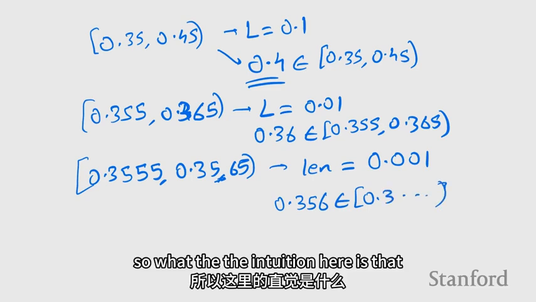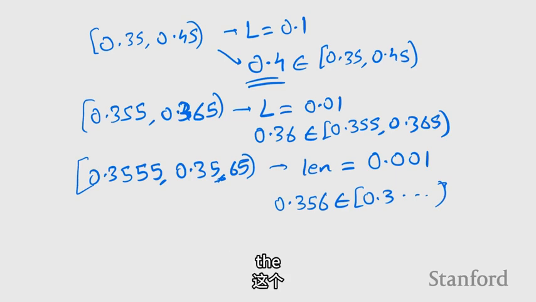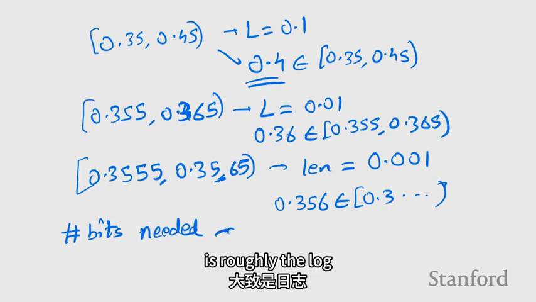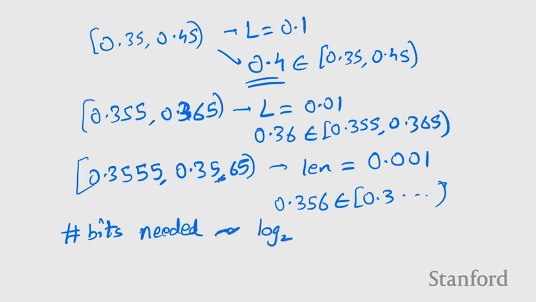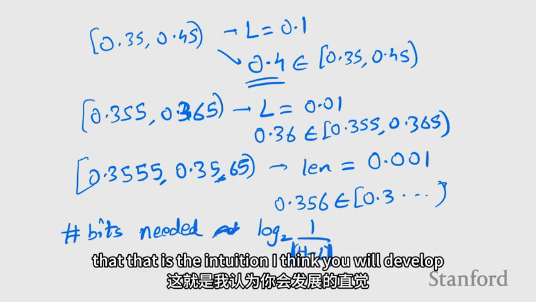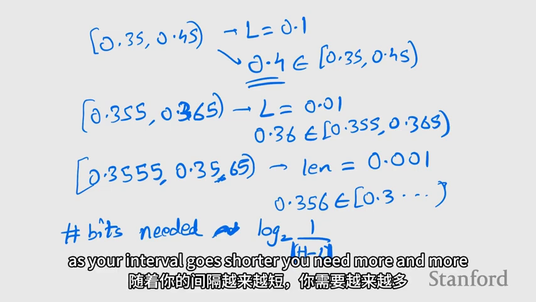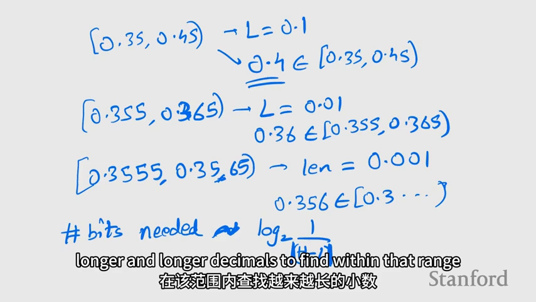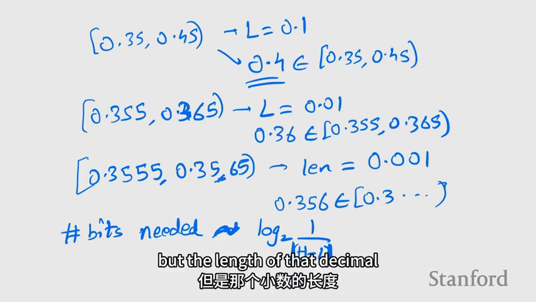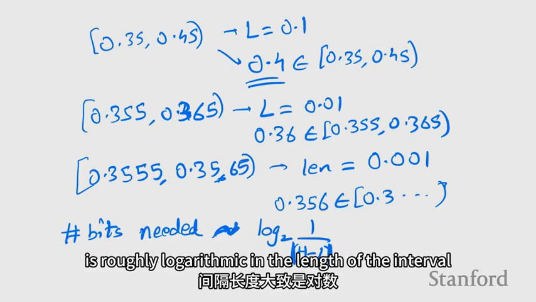So the intuition here is that the number of bits needed is roughly the log of the interval length. I think if you look at a few examples, it becomes very clear that as your interval gets shorter, you need longer and longer decimals to find a number within that range. But the length of that decimal is roughly logarithmic in the length of the interval.